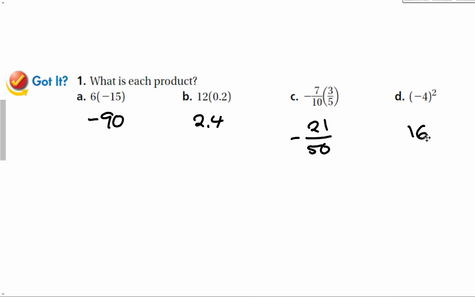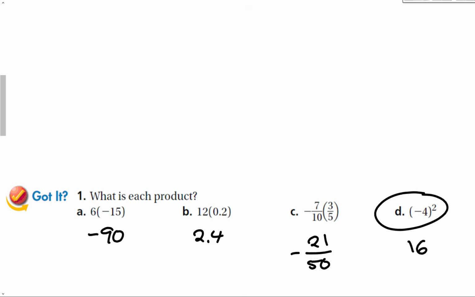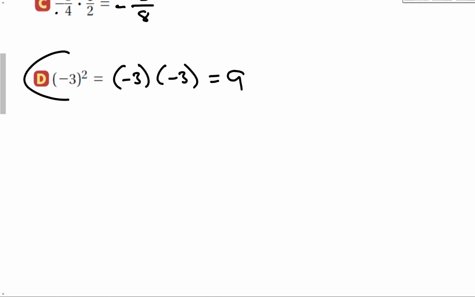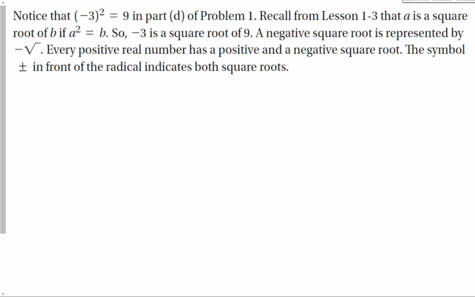So that one and this one, part D, tell us something important. Notice that negative 3 squared is positive 9. So recall from before, lesson 1.3, that a is a square root of b if a squared equals b. So negative 3 technically is a square root of 9.